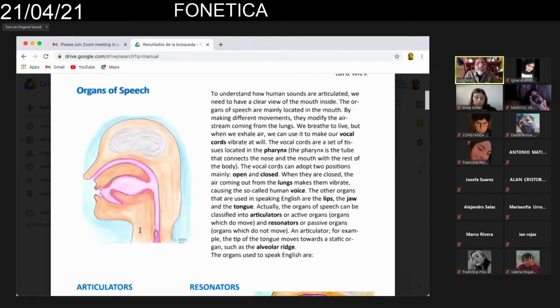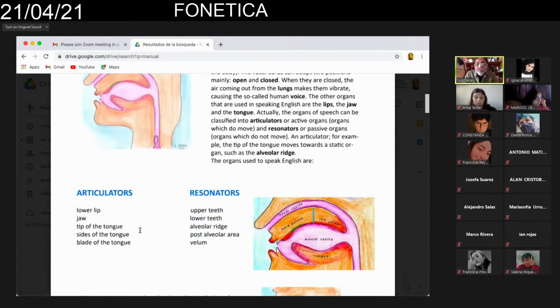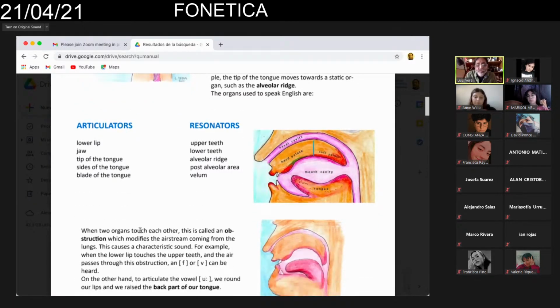Okay. Then we have articulators and resonators. Remember that articulators are the organs that move, and the resonators are the organs that don't move, right? Remember that, don't move. The articulators are like the lower lip, the jaw, the tip of the tongue, the sides of the tongue, the blade of the tongue, all the tongue. And the resonators are like the upper teeth, the lower teeth, the alveolar ridge, post-alveolar area, velum. The teeth, because the teeth don't move. What you move here is the jaw. The alveolar ridge is, you can move it, right?